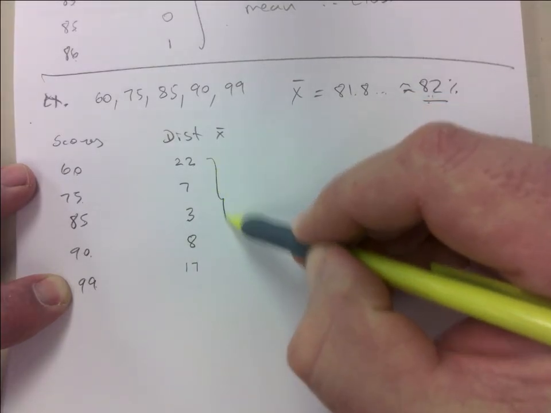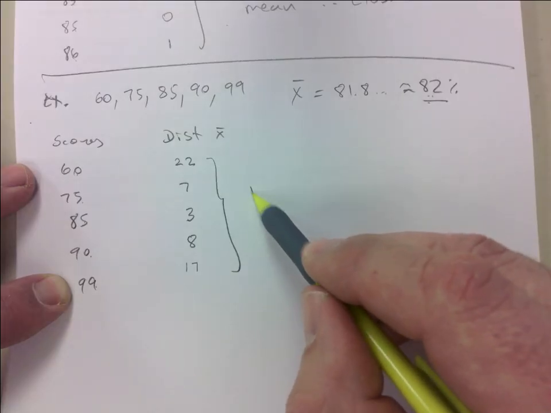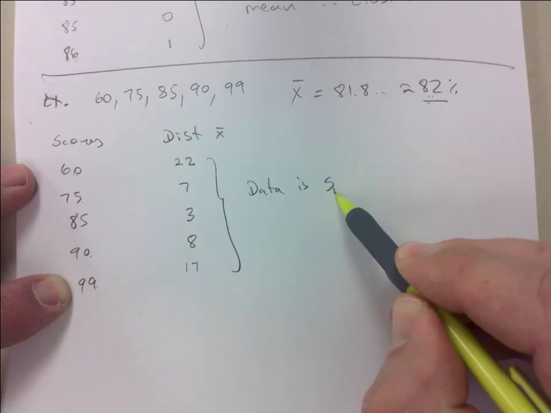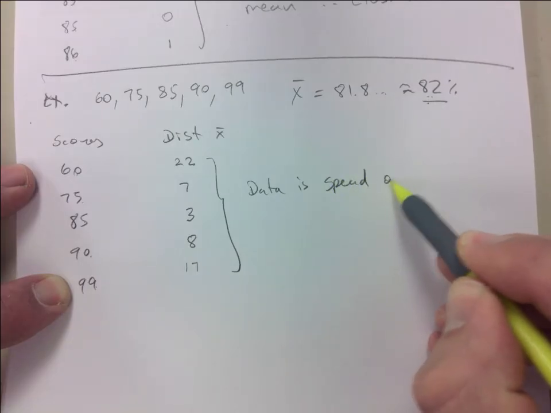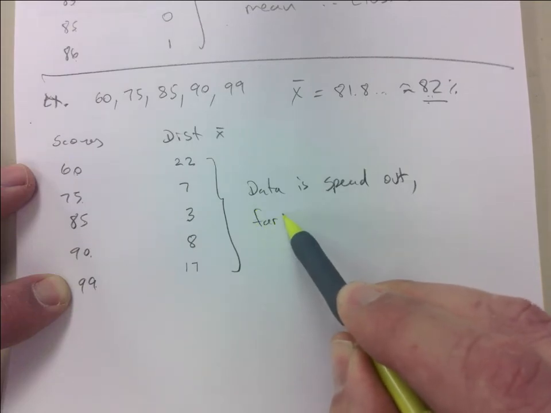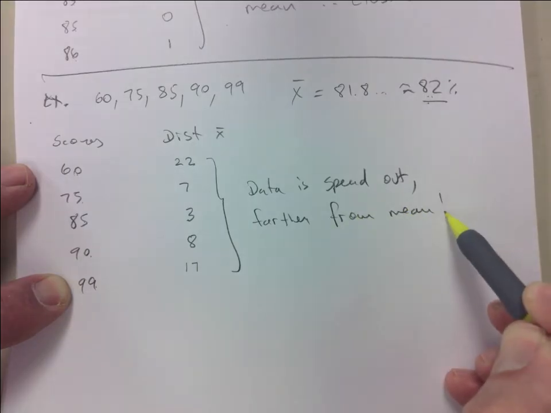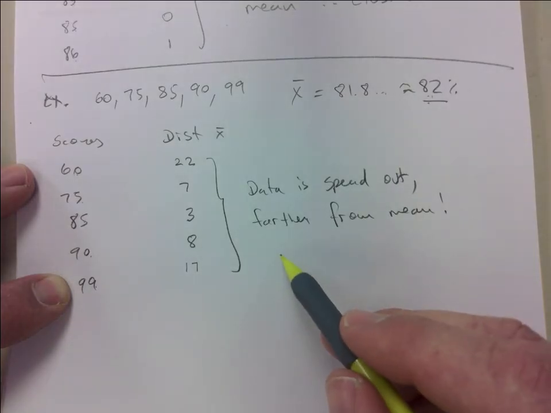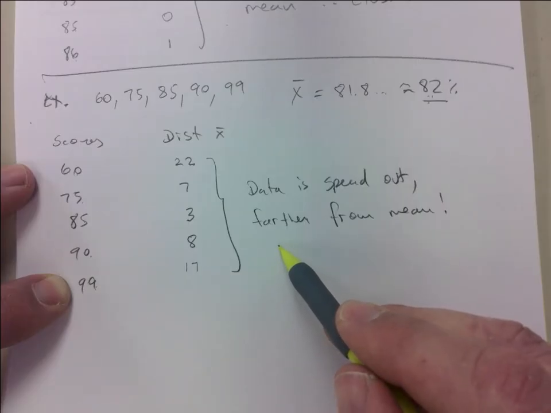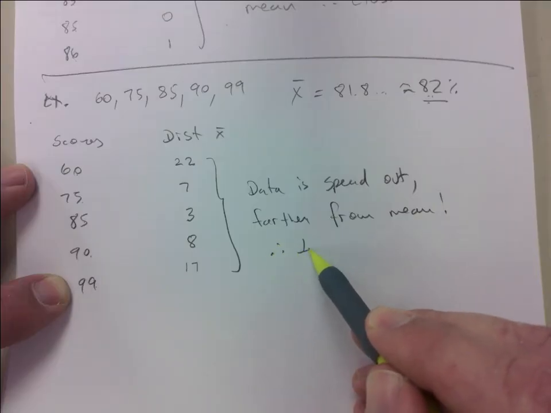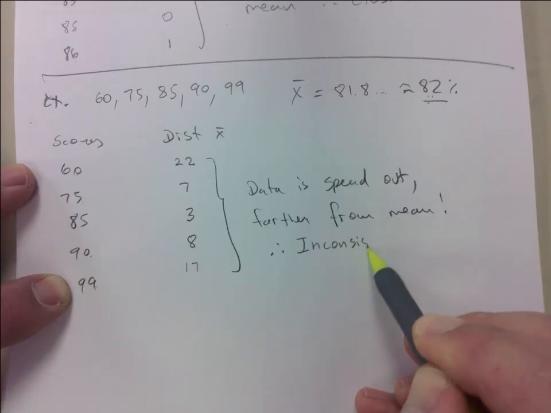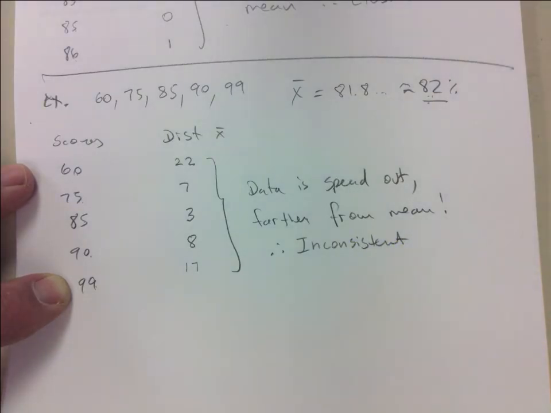So do you see this? Can you tell that data is spread out? Farther from the mean. So I would call this, therefore, inconsistent. That's another term you want to be using. There's inconsistency in this data set. Okay?